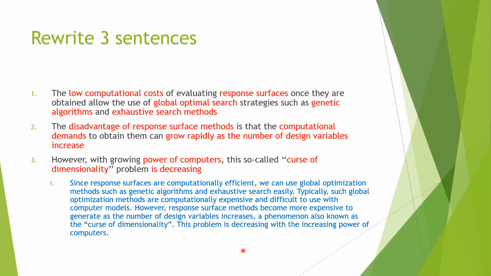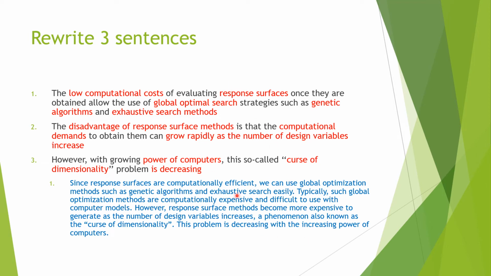I say, since response surfaces are computationally efficient, so essentially that word is capturing the fact about lower computational cost, we can use global optimization methods such as genetic algorithms and exhaustive search. Typically, such global optimization methods are computationally expensive and difficult to use with computer models. However, response surface methods become more expensive to generate as the number of design variables increases, a phenomenon also known as the curse of dimensionality. The problem is decreasing with the increasing power of computers.